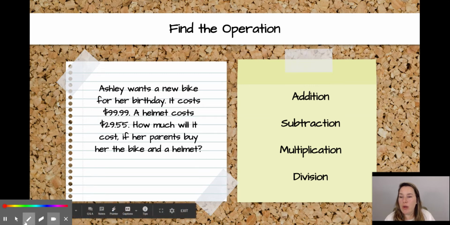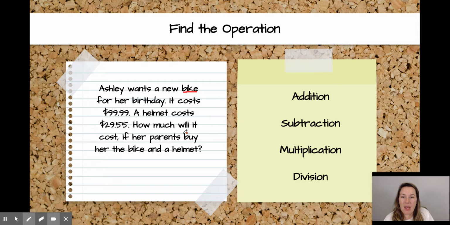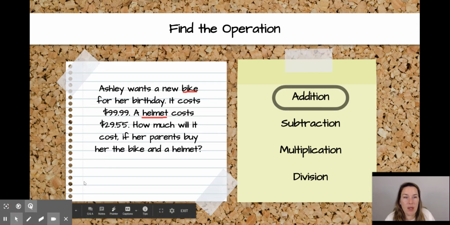In this question, we want to talk about the fact that it says she is buying a bike and a helmet. She's buying two things. So she's taking the cost of the bike and putting it together with the cost of the helmet. And because she's combining those two things, this is going to be an addition problem. She'd be adding those two costs together.